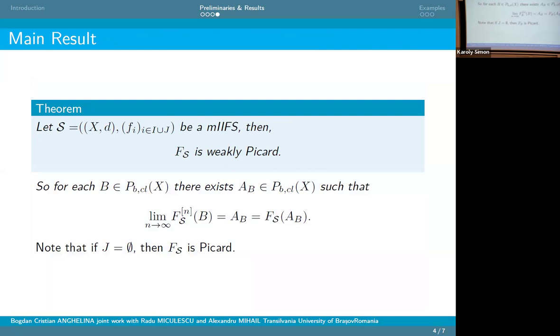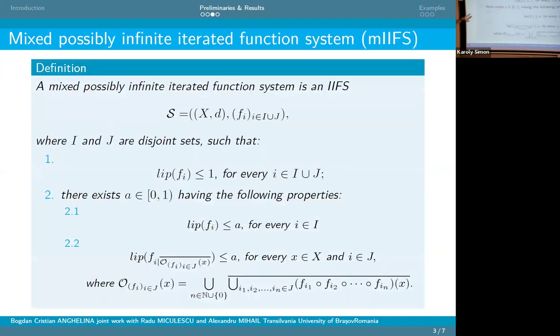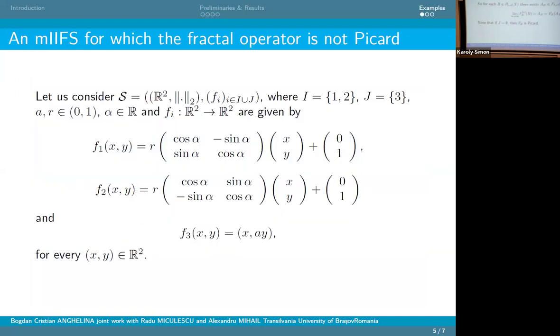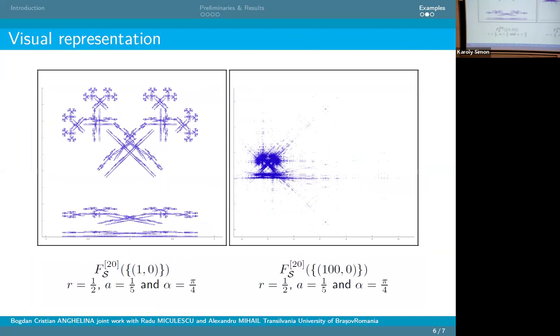Also, note that if the set J from the previous definition is empty, then we have the classical definition of an IFS with just contractions. Okay, let us see some examples. Our first example is composed of two contractions and one orbitally contracted function. And here are some illustrations.